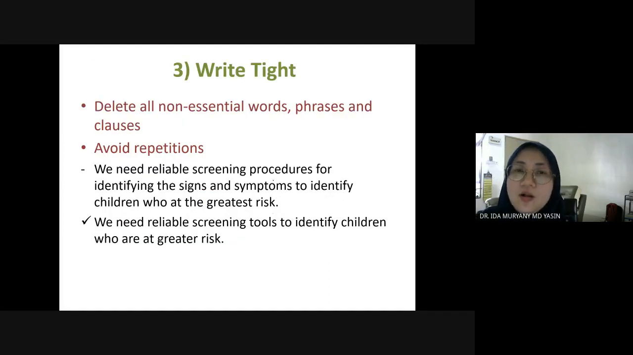Okay, delete all non-essential words, phrases and clauses. Okay, please remove things that are unnecessary, which are there just to make it look long. Students do that just to make it look long. They think long means more marks. Actually, no. Okay, avoid repetition. For example, I give you a sentence: We need reliable screening procedures for identifying the signs and symptoms to identify children who at the greatest risk. This is an example of a sentence that is a bit convoluted. So you simplify it. Okay, we need reliable screening tools to identify children who are at greater risk.